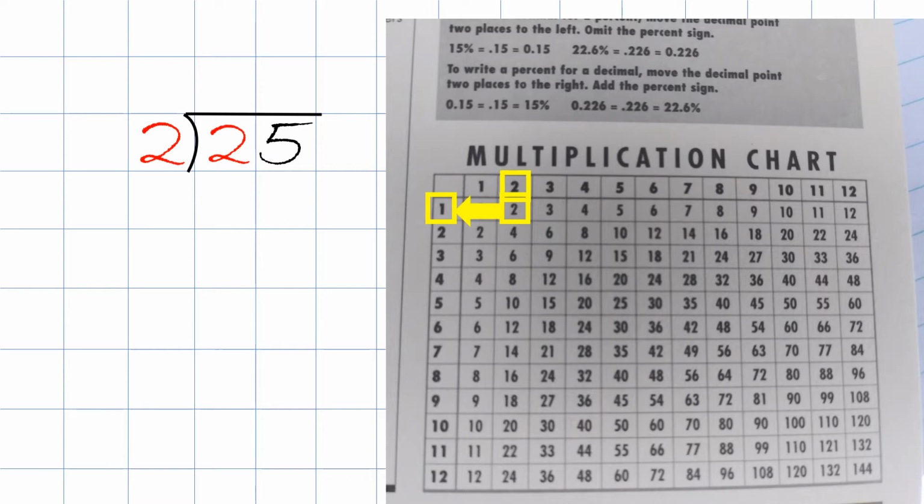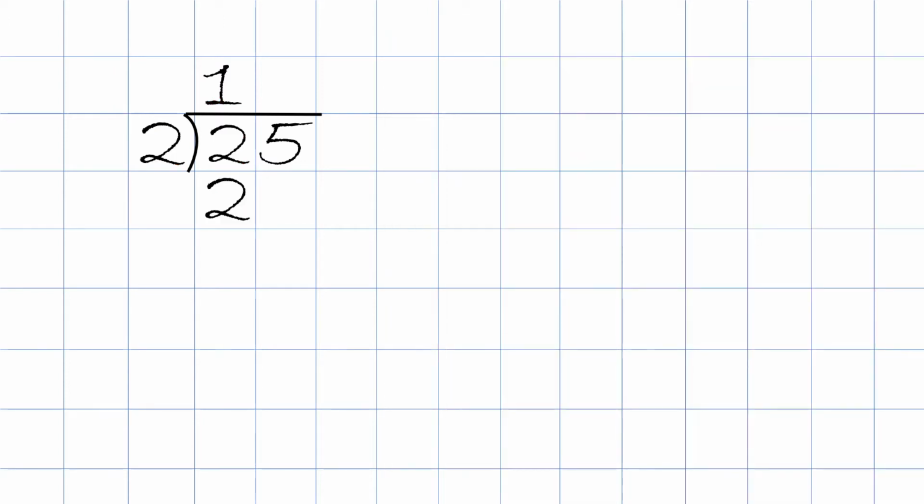Then we take the answer 1, we put it on top over the 2, and then we take 1 times 2, and the answer will be 2. We write it right up here. We then take 2 minus 2, and the answer will be 0. Next, in the dividend, the 25, we bring down the 5 straight down, right up here.